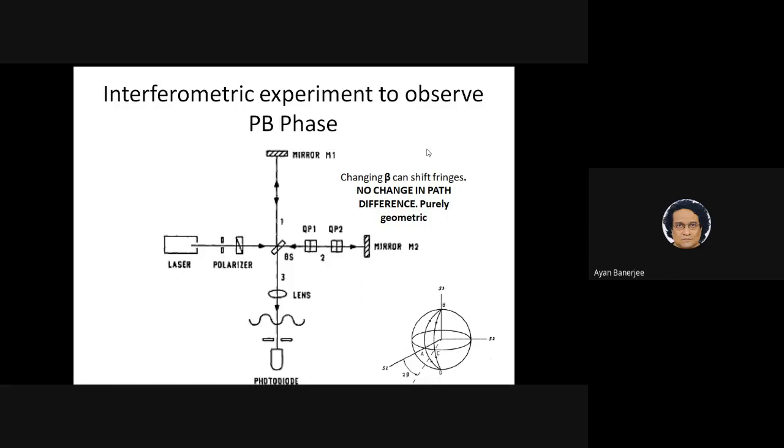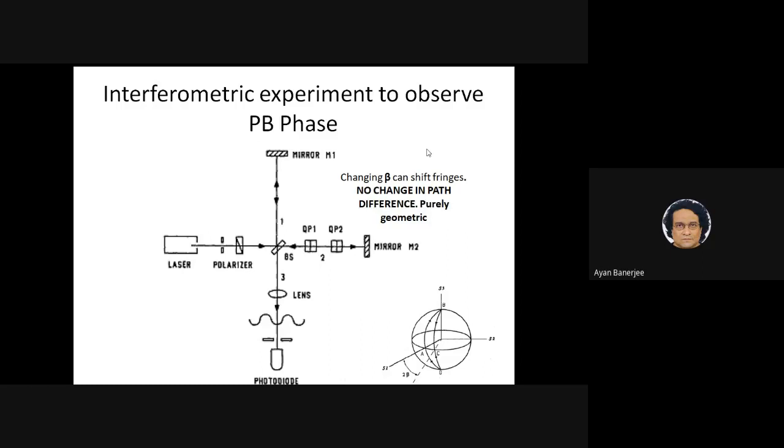So you guys should, if you're interested, do this experiment. Think about it: in the Michelson experiment in the second year, we rotate the glass and we see the fringes move, right? There we are changing the dynamic phase, and here we are just rotating the quarter wave plate, and the fringes move.